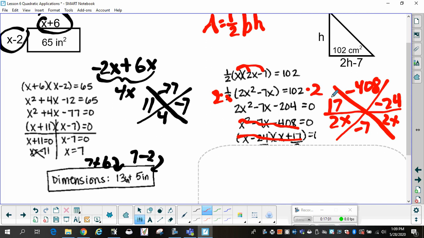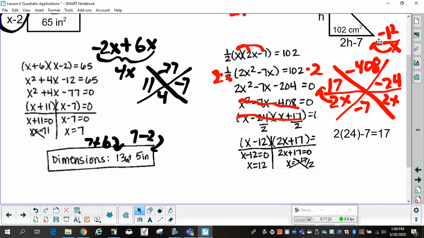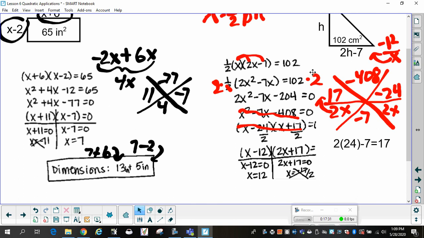So 17 and negative 24. This doesn't cancel, so I can just do bottoms up. This cancels to x with negative 12 on top. At this point, I have x minus 12 right here and 2x plus 17 right here. x is 12 or x is negative 17 halves. Since x is the height, it can't be negative. So I've got the height. I plug in 2 times 12 minus 7, and I get 17, and that is the base.